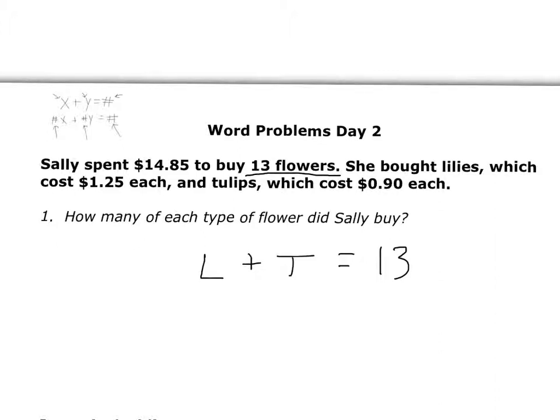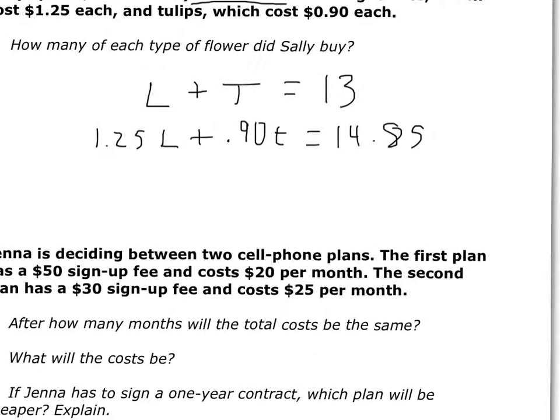And secondly, you're going to be comparing your price for your tulips and your lilies compared to the amount you spent. So how much did Sally spend on lilies? Well, it says they cost $1.25 each. So we have $1.25 times the lilies plus our cost for tulips, which was 90 cents. And when you add up the total amount that you spent, that's $14.85. So there's our two equations, and we need to go ahead and solve those.